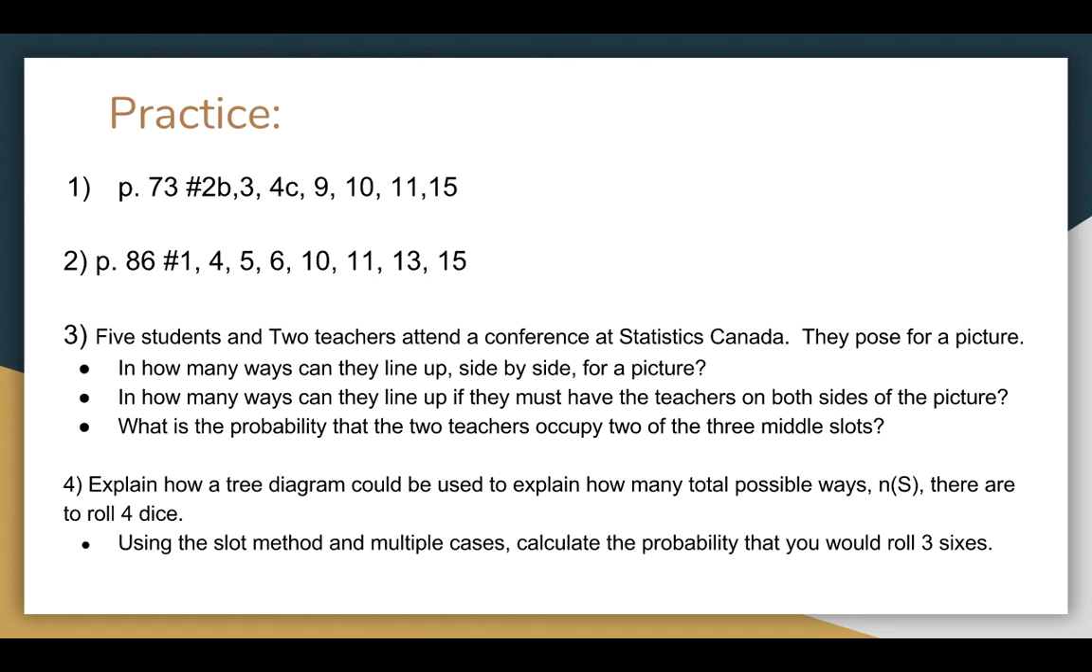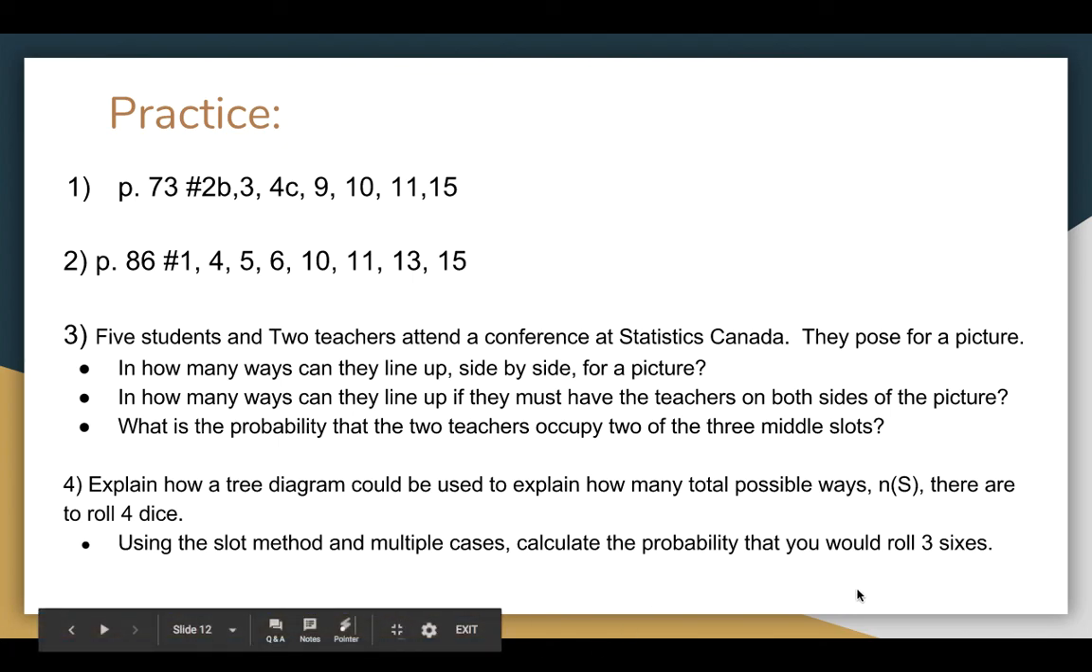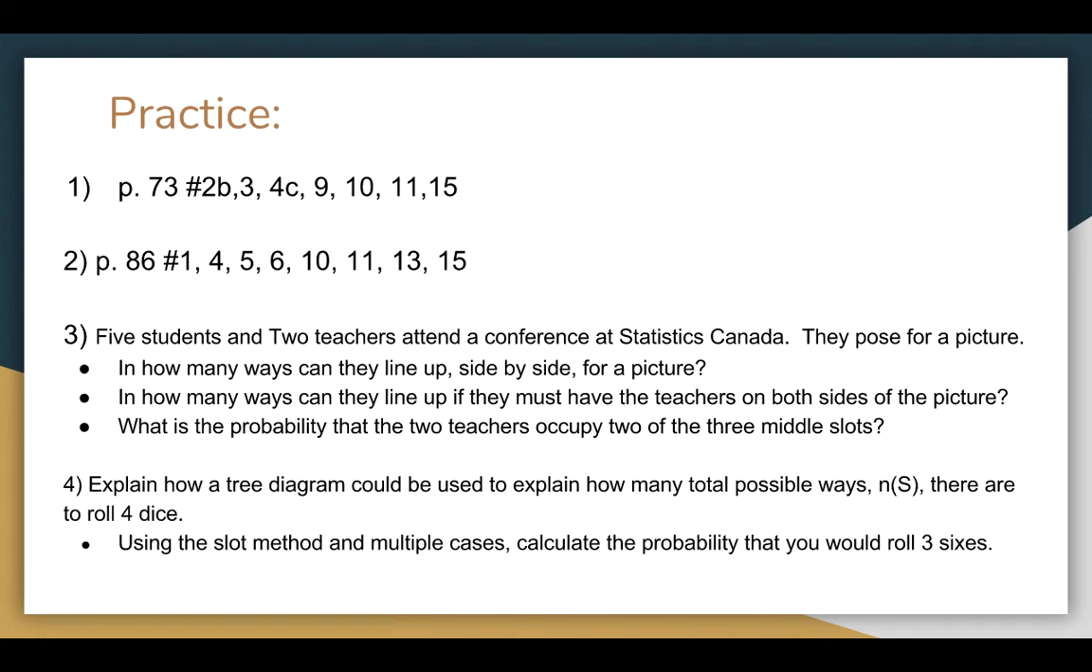Here's some practice questions. I added some questions from the textbook that you can try. 5 students, 2 teachers pose for a picture. This is one where you have to do slots. And then using the slot method in multiple cases, calculate the probability you roll 3 6s if you roll 4 dice. So it doesn't have to worry about the sum of 4. We've done a lot of sum of 2 dice. But you're rolling 4 dice and 3 of them have to be 6s.